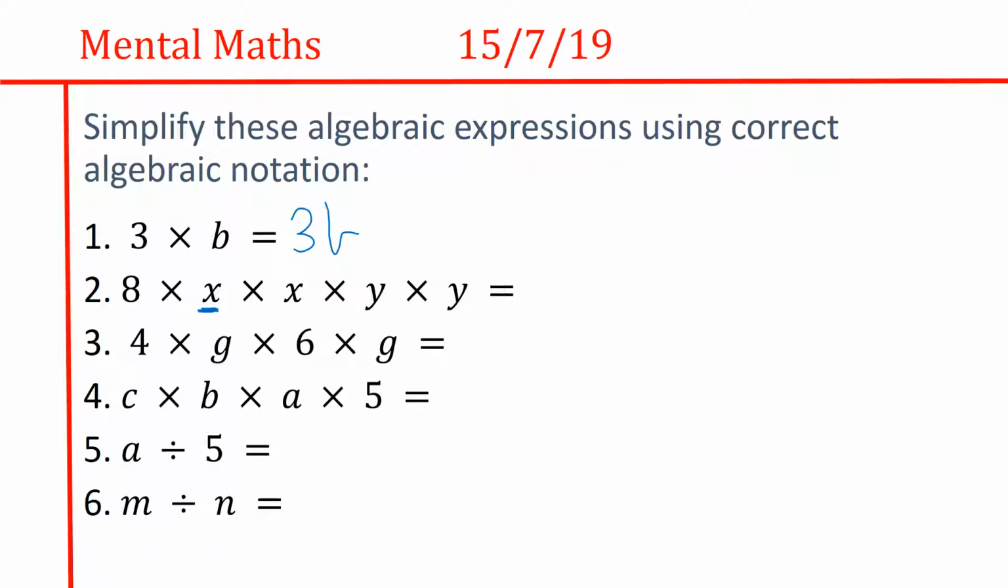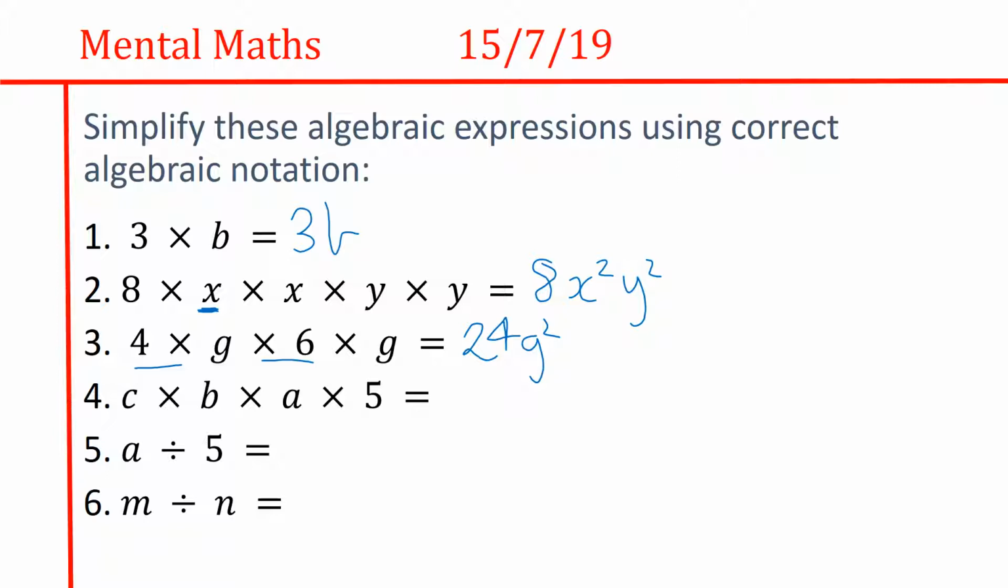Question 2, we've got 8 times x times x times y. So you should have had 8x to the power of 2 because we've got 2 of them, and then y to the power of 2. Question 3, we've got 4 times g times 6 times g. So we need to multiply our numbers by each other first. 4 times 6 is 24, and then we have g times g, as you know from our first unit, which is g to the power of 2.